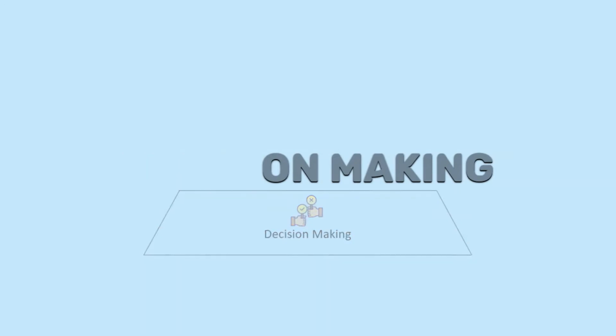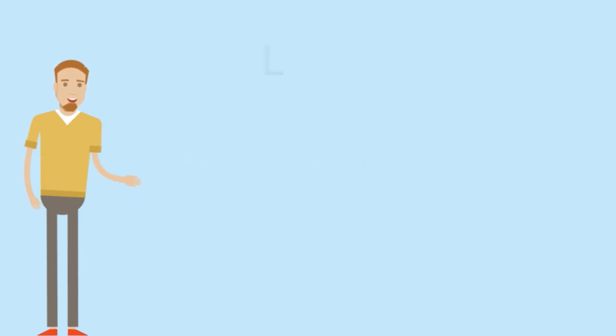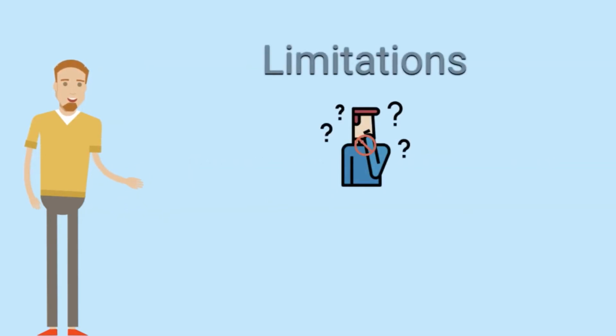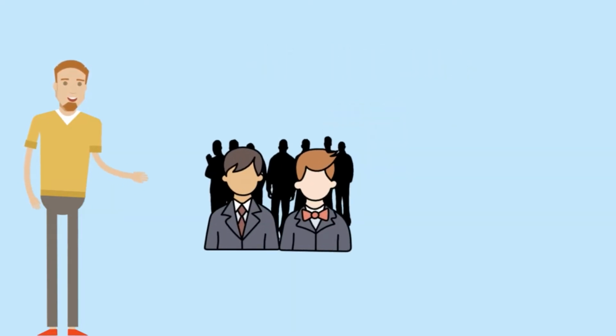Moving on to the next section of decision making. Making a decision requires applying judgment to a prediction and then acting on it. However, there are limitations as most AI machines and equipment do not tolerate uncertainty and are designed to operate in a rigid environment. Therefore, humans are still required to make judgments.